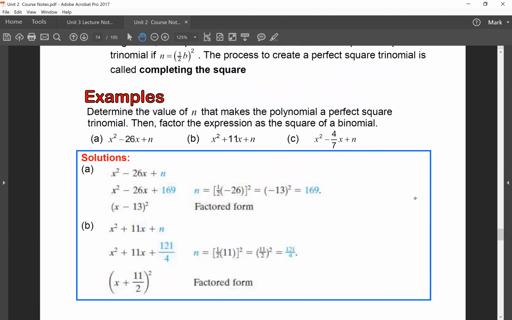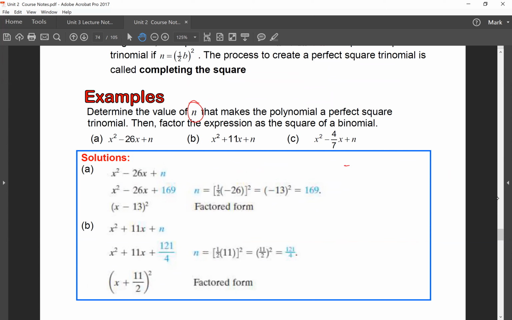Determine the value of n that makes the polynomial a perfect square trinomial. Then factor it. So, x squared minus 26x plus n. I need to figure out n. Well, the way that it works, and you can see it here, but I'll just write it down.